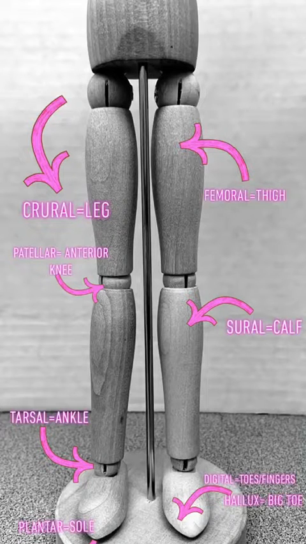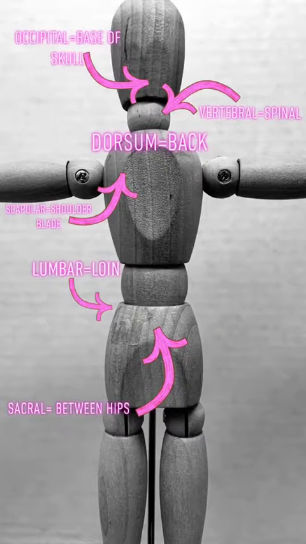Moving on to the back side, we have the dorsum, which is the back. The occipital is the base of the skull. The vertebral is the spinal. The scapular is the shoulder blade. The lumbar is the loin. And the sacral is between the hips. Once again, this is all on the back side.